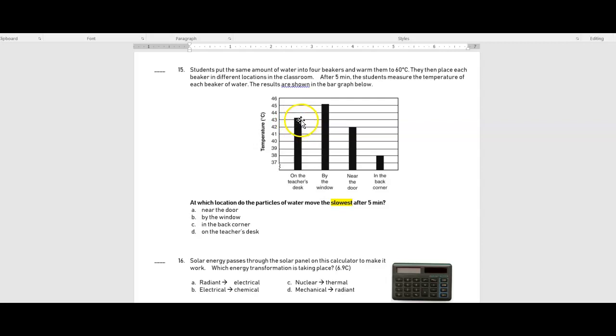So after 5 minutes, we have on the teacher's desk that's looking to me at about a little over 43 degrees Celsius. By the window, a little over 45. Near the door, right at 42. Or in the back corner at 38. So where are my slowest moving particles? A is near the back door. B is by the window. C is in the back corner. And D is on the desk. So, what are the slowest moving particles?